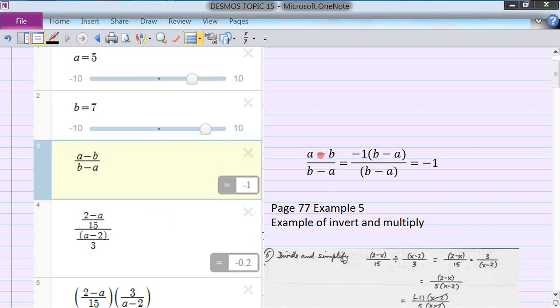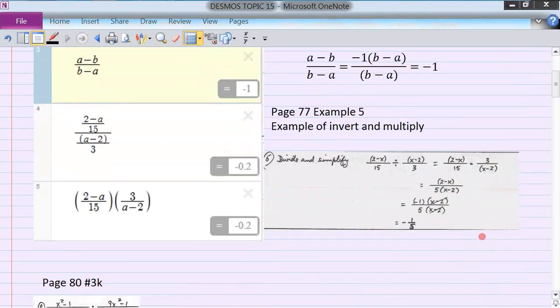So the rationale for this is that if we take a minus 1, we can put a minus 1 here times b gives me minus b, and minus 1 times minus a gives me plus a, which is this term here. So this and this are equivalent, are the same. And then we can cancel the b minus a on the top and the bottom, and we're left with minus 1.